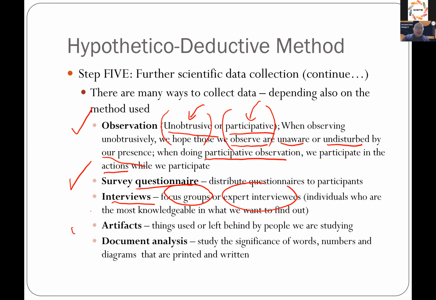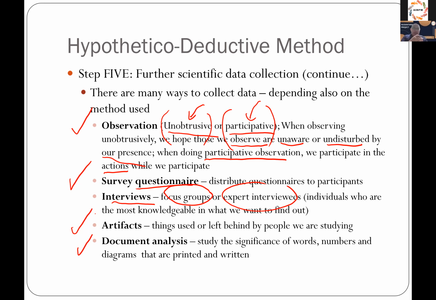Another way of collecting data is called artifact. Artifact means things that have been used and left by the people we are studying. Let's say we would like to study a successful historian, a person that we look up to. So we study what things they have used and left over so that we understand more about the person. Or you want to study a decade, or a century ago. How they reacted, how they responded. Then we study what they have used, what they have written in the past, so that we get to know more about them. And the last one is document analysis.